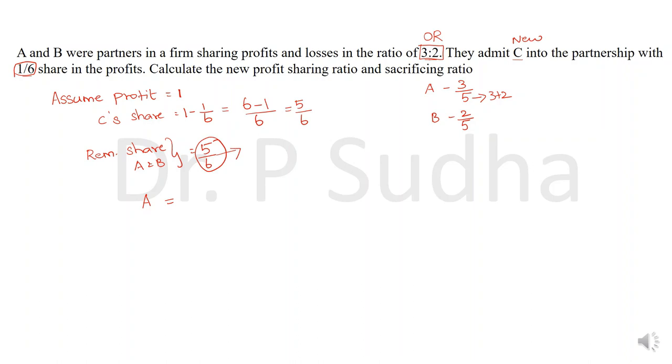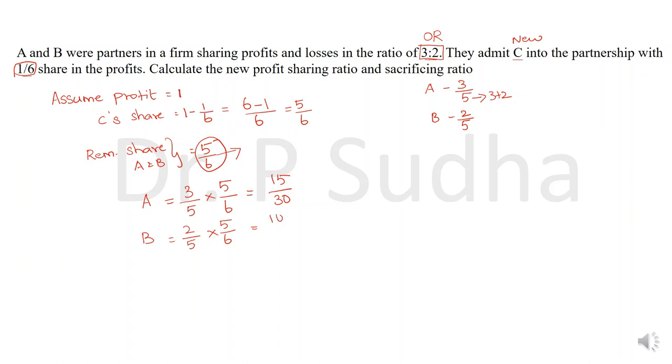A's old ratio is 3 by 5. On this ratio, he will take up the share of 5 by 6. So multiply it: 5 threes are 15, and 6 into 5 will give you 30. Then B. B's old ratio is 2 by 5 into 5 by 6.